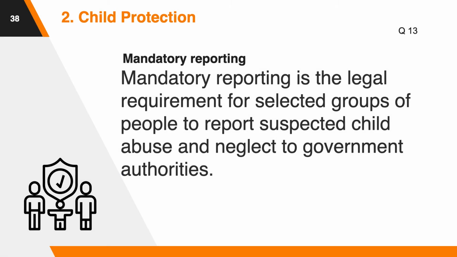Now we're going to move on to the second part of this, child protection. First of all, we looked at employment or the workplace. Now we're looking at child protection, and we're looking at mandatory reporting. Mandatory reporting is a legal requirement for selected groups of people to report suspected child abuse and neglect to the government authorities. That will help you with question 13.